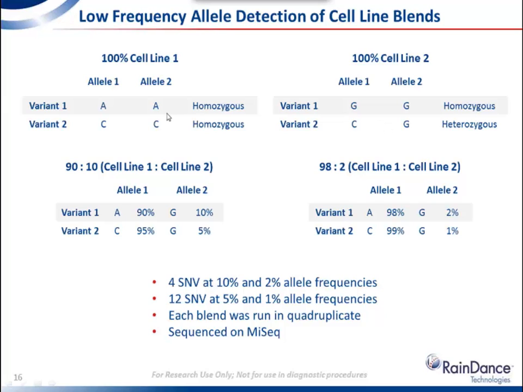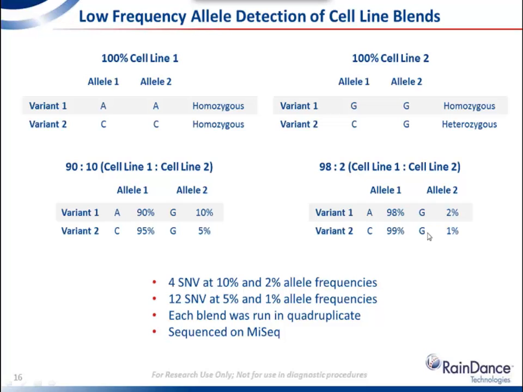If you mix cell line 1 at 90% and cell line 2 at 10%, what you get is a mutant allele frequency for variant 1 for the G at 10%. For variant 2, for the G, you get an allele frequency of 5%. If you mix cell line 1 at 98% and cell line 2 at 2%, you get an allele frequency of 2% for G for variant 1 and 1% for variant 2 for G.